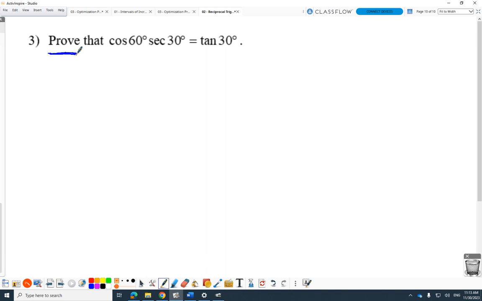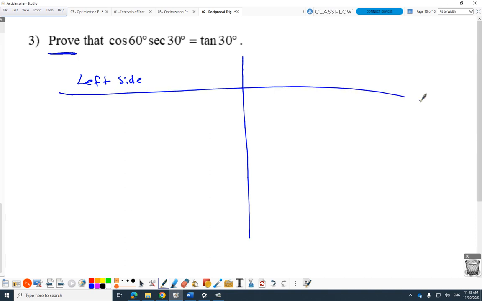You go over here and you go left side, and I'm going to do a bunch of work on the left side. I don't know how much work I'm going to do on the left side. And I go to the right side and go, okay, I'm going to do a bunch of work on the right side. And hopefully when I get to the bottom of the page, they're equal to the same thing. Left side, cos 60 secant 30. Please don't underestimate what I've done there.